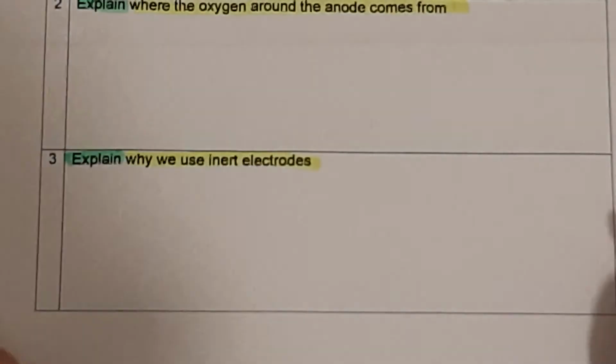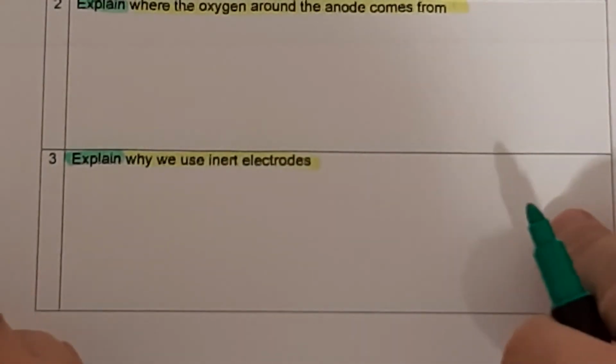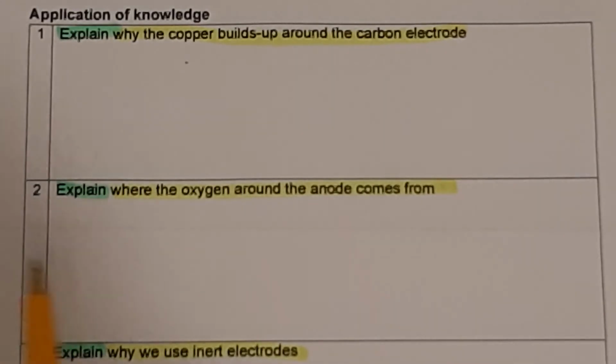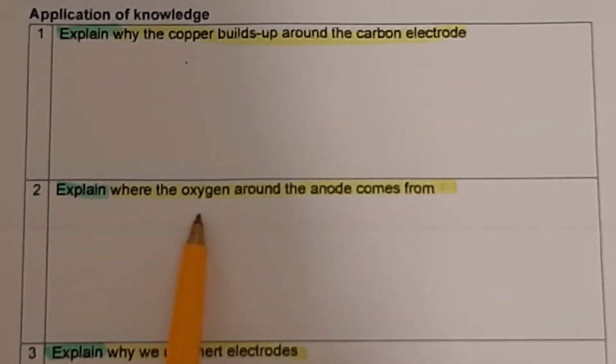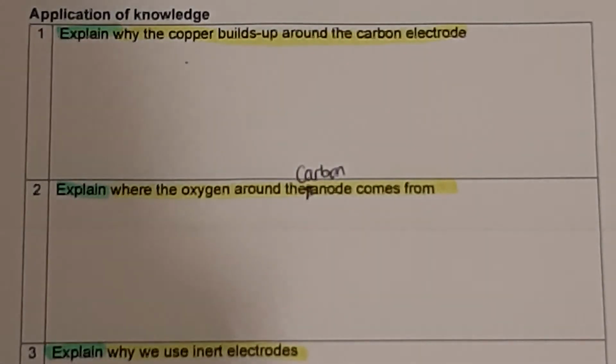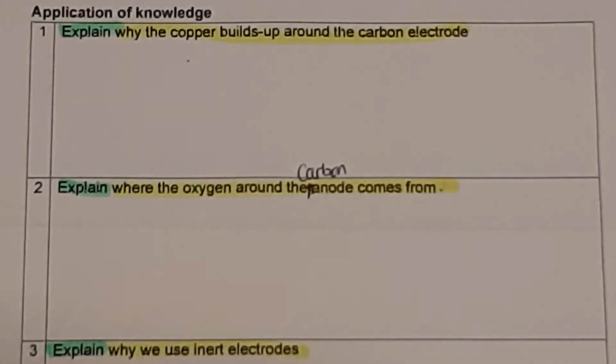Now, before you do this question, I just want to add something to this. I want to highlight for question 2 that you only get oxygen forming around the anode if your anode is made from carbon. You do not get this oxygen if your anode is made of copper. So explain where the oxygen around the carbon anode comes from. Okay. So pause the video whilst you answer these questions, please.